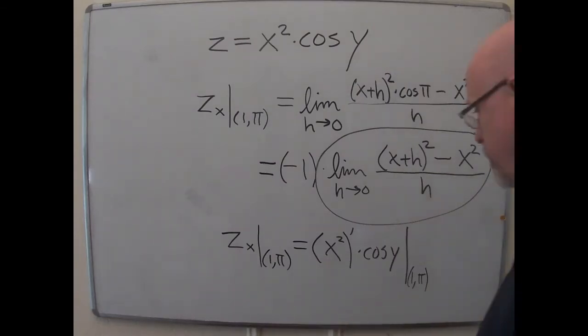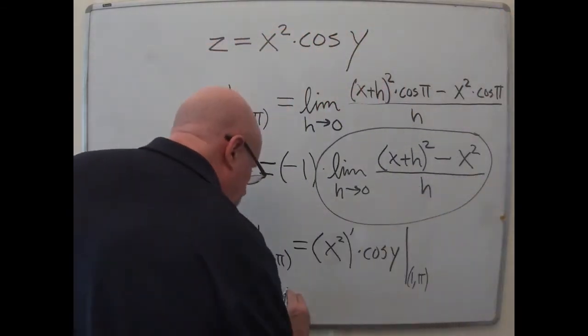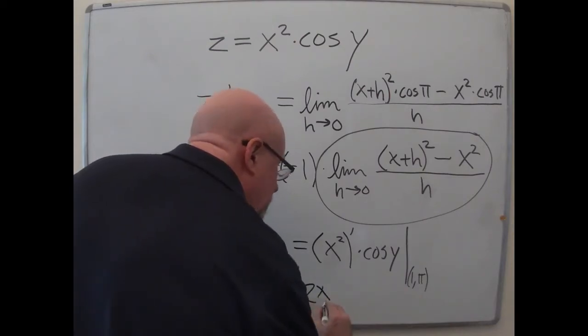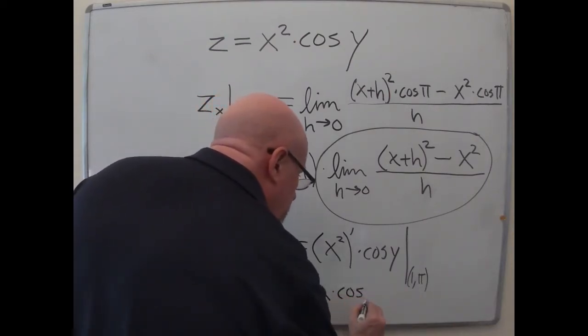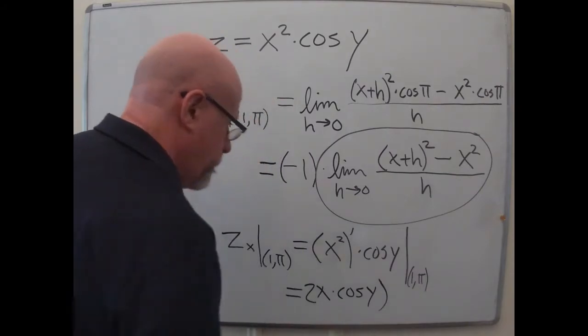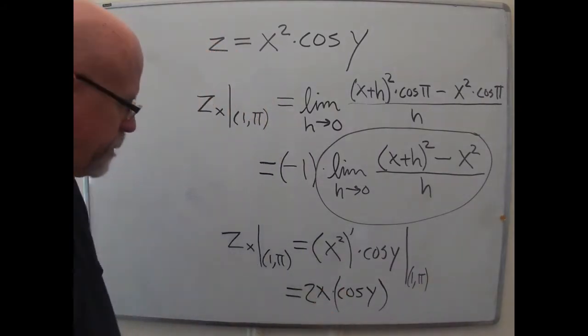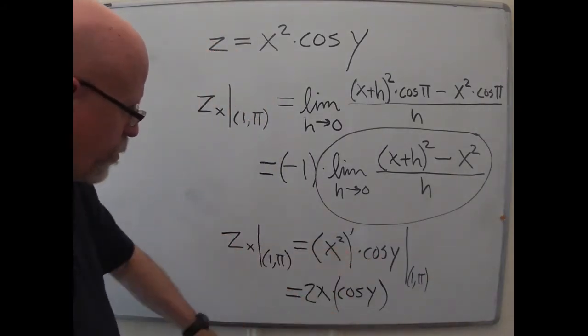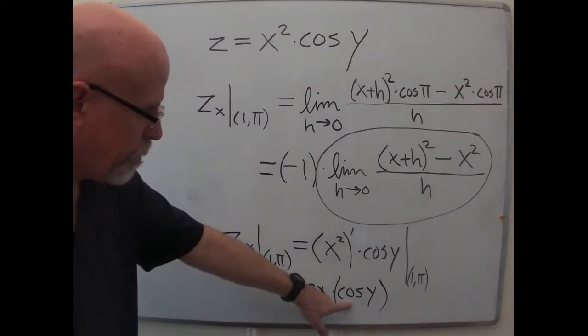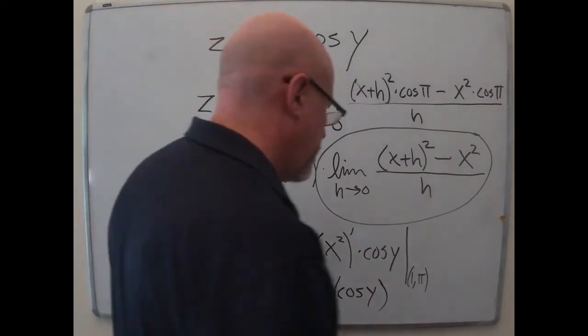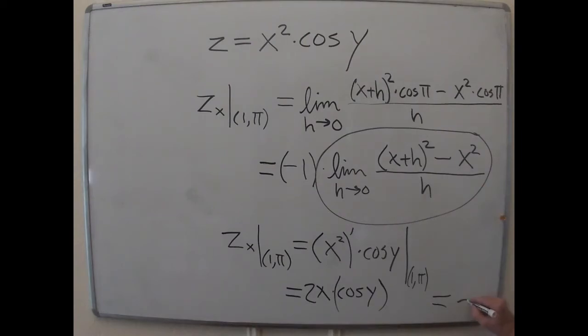In other words, go ahead and differentiate x squared, you get 2x, leave cosine y alone, and then stick your numbers in. Which is, the number was 1, that'll be a 2, and pi, that'll be a minus 1. So minus 2.